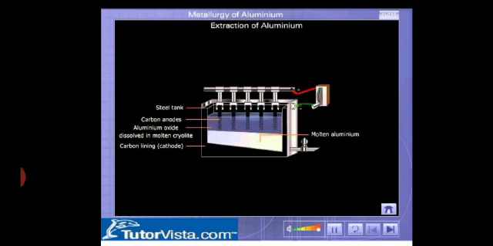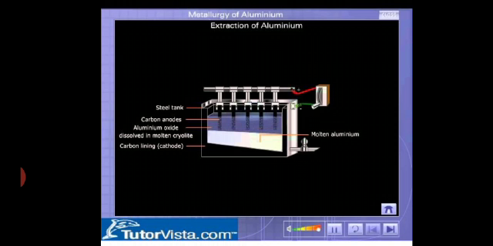In the Hall-Héroult process, what is its use? Here you can see the molten aluminum is collected. From there it is collected in vats. You can see the carbon lining which acts as a cathode, and the carbon anodes. You can see the steel tank which consists of aluminum oxide dissolved in molten cryolite and fluorspar, and this is the cell, the battery, you can see it there.